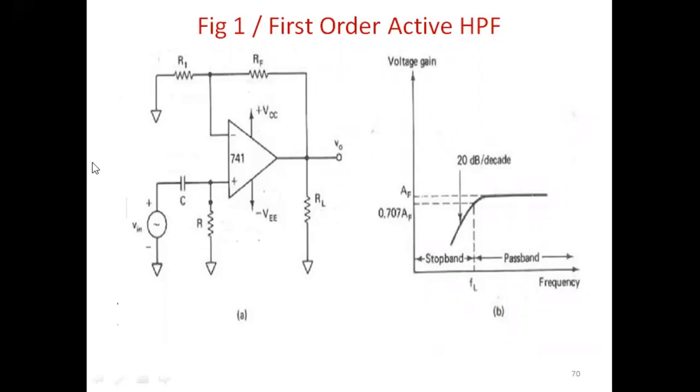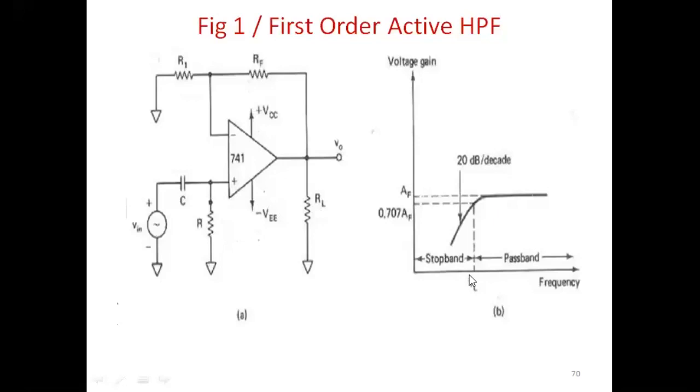Whereas in the first order active low pass filter, the capacitor will be available here and the resistor will be available here. So the input voltage is applied across a voltage divider network, and the voltage across R is given to the positive terminal, and the negative terminal is grounded. So this is nothing but a first order active high pass filter in non-inverting configuration. The total circuit diagram is available.